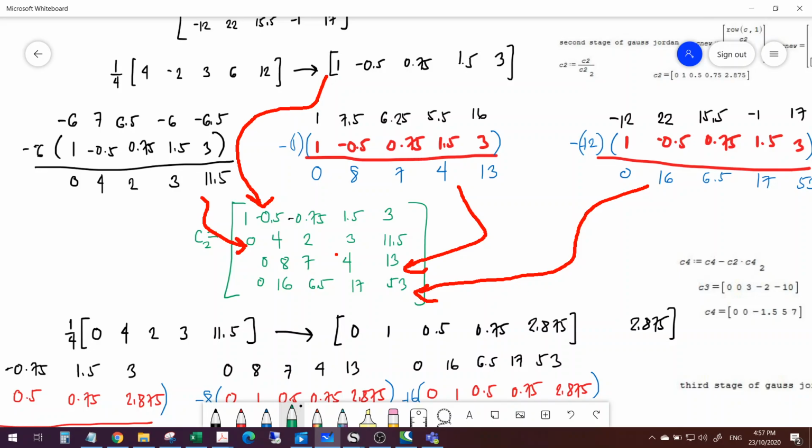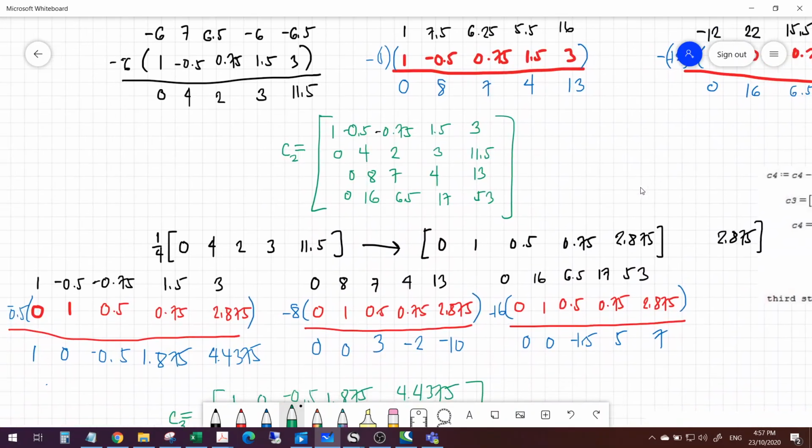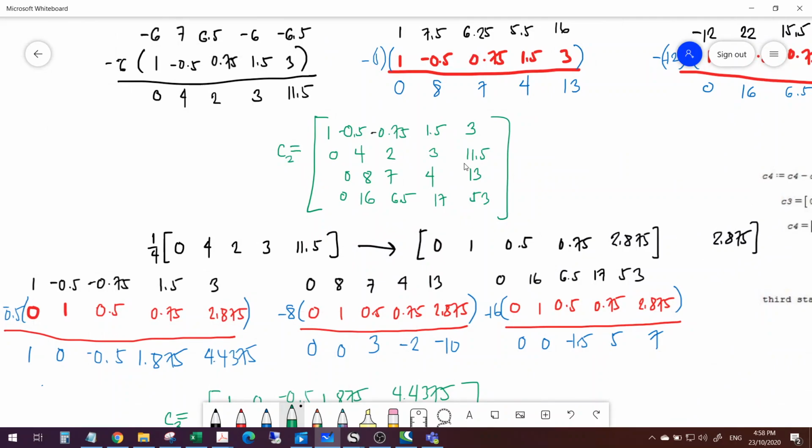The next stage is we will normalize the second row. Earlier we normalized the first row. Now we will normalize the second row, and then repeat the same process. To normalize 0, 4, 2, 3, 11.5, again, we wanted this 4 to become 1. So what number will we multiply that row by?